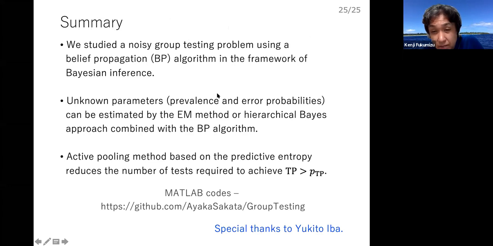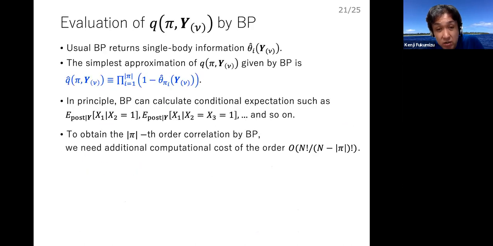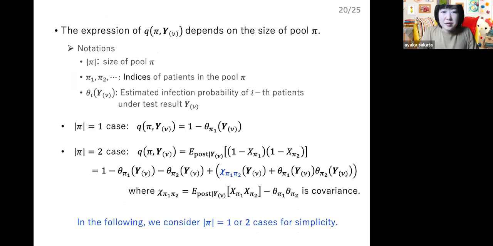In your explanation of the hierarchical approach to estimate the unknown parameters, you said that the prevalence parameter can be estimated in a hierarchical Bayesian approach, but is it difficult to estimate the error probabilities, PTP and PFP, also simultaneously? Is there any problem?